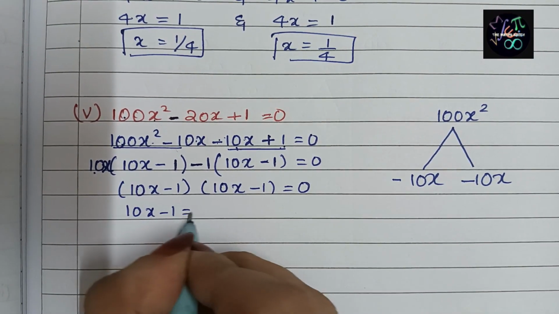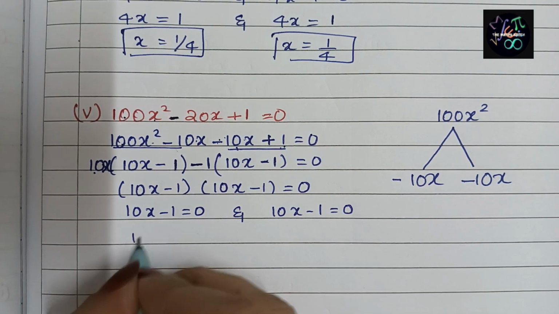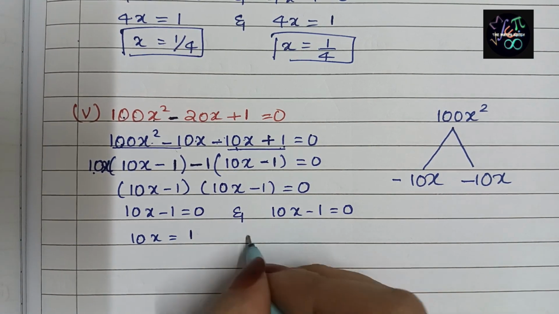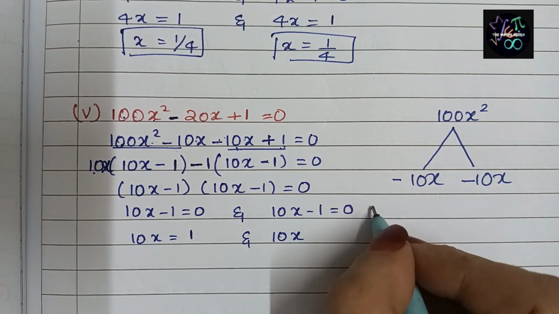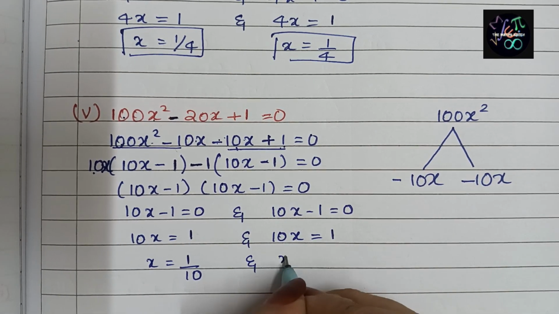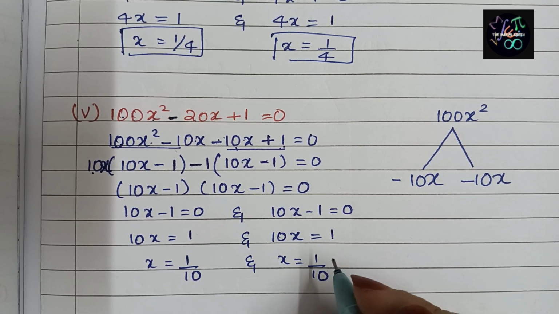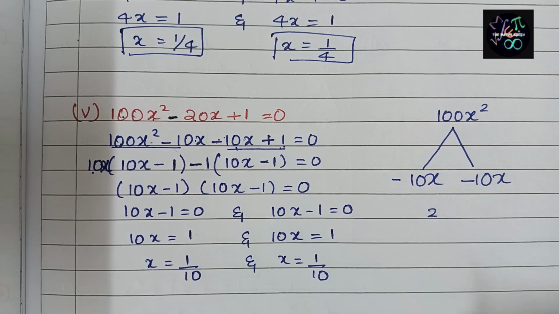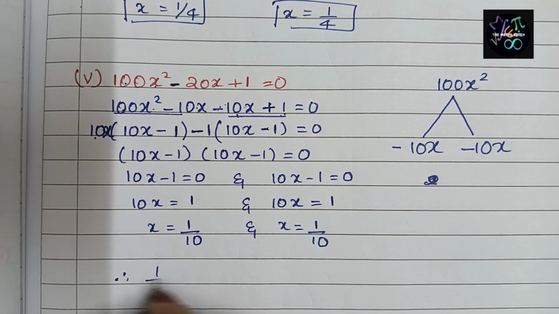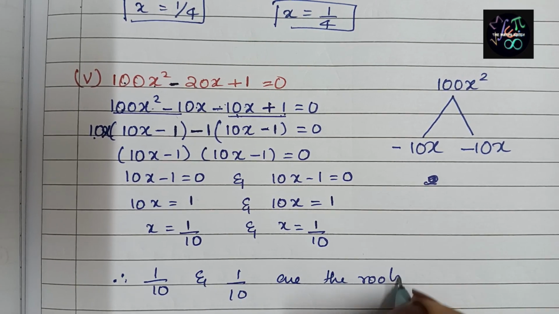10x minus 1 equal to 0 and 10x minus 1 equal to 0. So 10x is equals to 1. Same thing here, 10x is equals to 1 if we take this side. X is equals to 1 by 10 and x is equals to 1 by 10. Why have we got every answer with 2 roots? Because quadratic. Quadratic means power 2, and that means we have 2 roots. Therefore 1 by 10 and 1 by 10 are the roots of given quadratic equation.